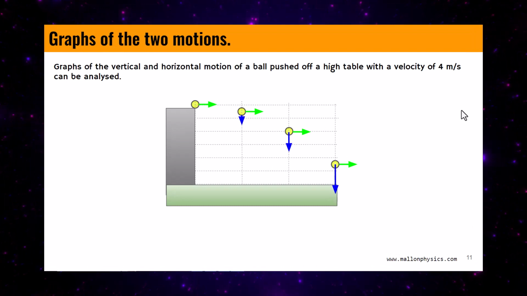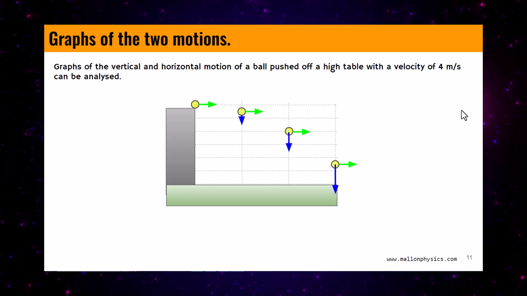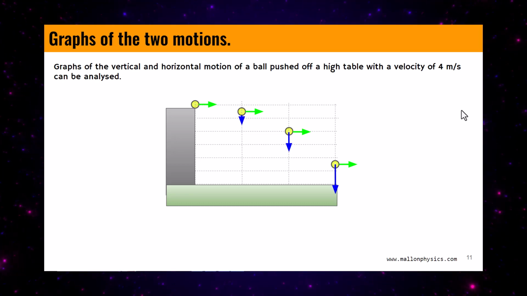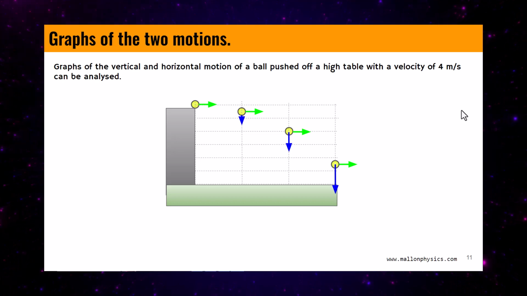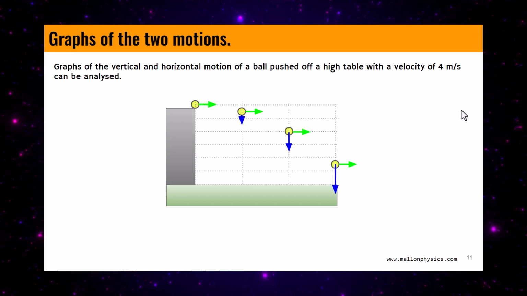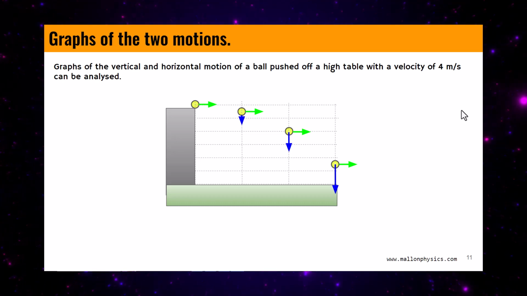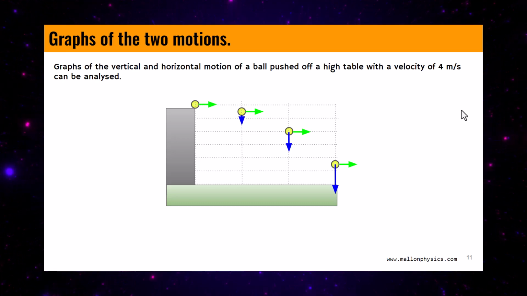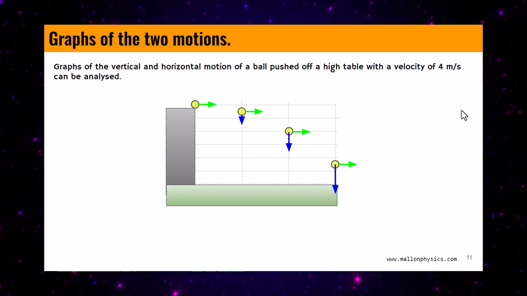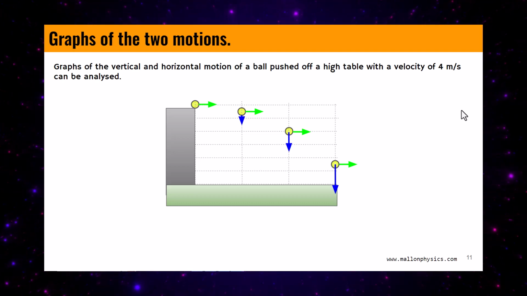So here's the ball being rolled off a high table with a horizontal velocity of 4 metres per second, and we want to analyse the motion of that ball's flight. Now, as you can see, there are two different motions acting on that ball at the same time. There's a horizontal motion acting on it, and there's a vertical motion acting on it. And these can be described in terms of the components of the velocity of that ball. A horizontal component, shown in green, and a vertical component of the velocity shown in blue.